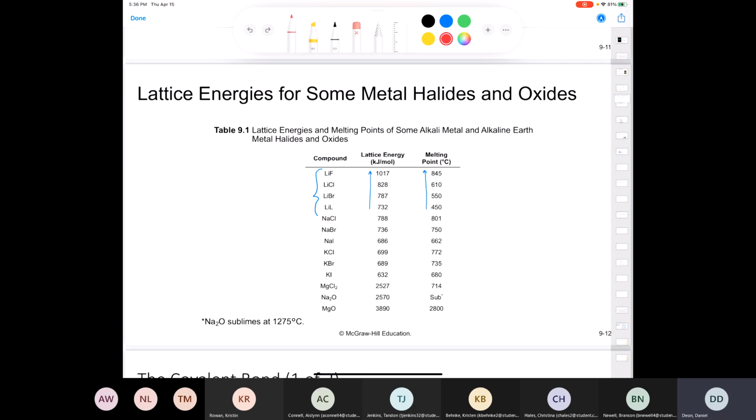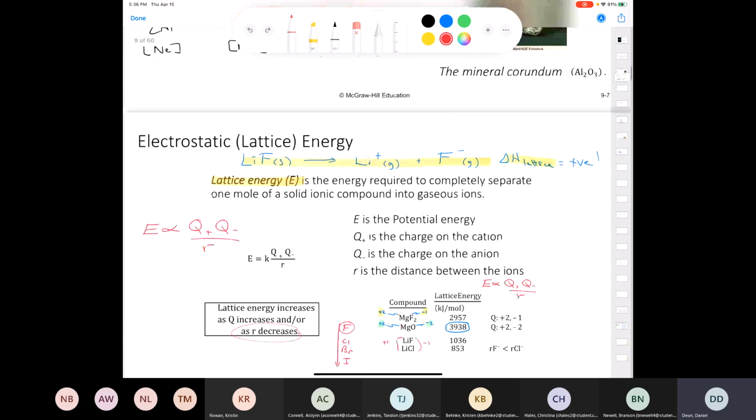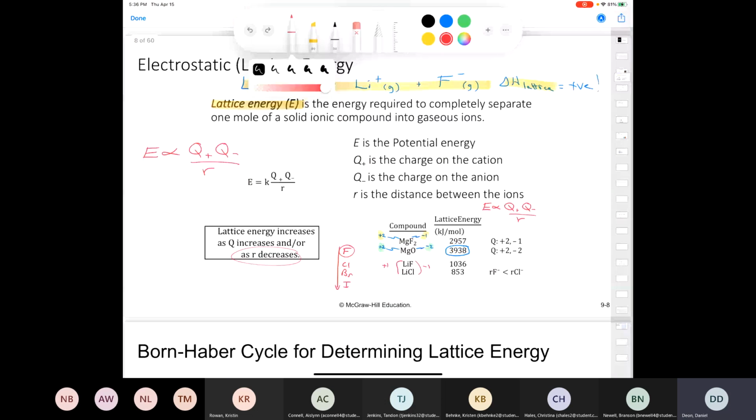What else do you have to know? You have to understand the concept of lattice energy. I want you to know this definition that I have back here for lattice energy. You should have that memorized: it's the amount of energy required to completely separate 1 mole of solid ionic compound into gaseous ions. And that's going to be a positive value. Think about it. If you have a sodium chloride crystal and you had to tear apart all those little ions in there into the gaseous phase, that would take energy in order to do that.